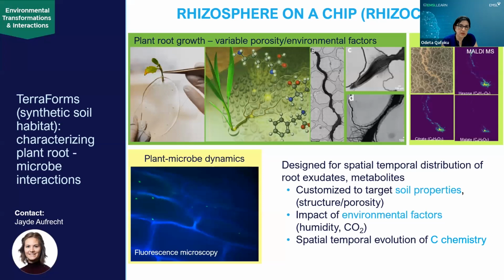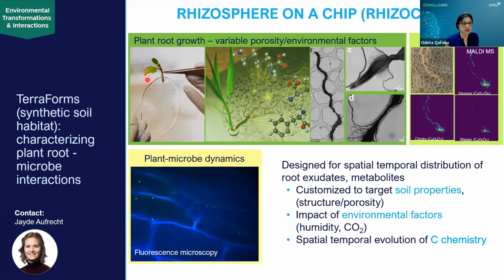The capabilities that I will start with are called terraforms. We have a new name for the synthetic soil habitats. These capabilities have been developed in the last 2 years in our facility, and they can be customized, and they are also versatile. The first capability I would like to talk about is the rhizochip, which stands for rhizosphere on a chip.